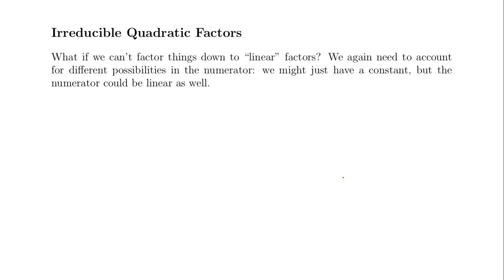We might just have a constant. You might just have something like 4 over x squared plus 1. But we could have something like 4x plus 1 over x squared plus 1. This is still a fraction that can't be reduced. We can't do long division on this and write it as something else.